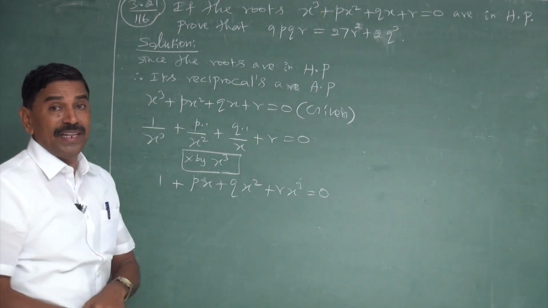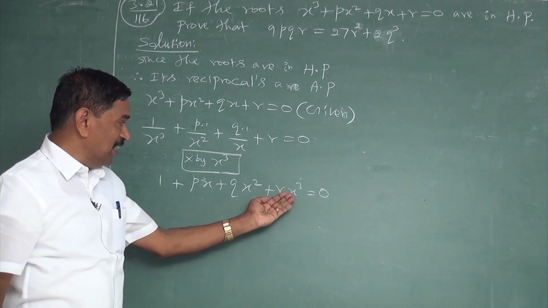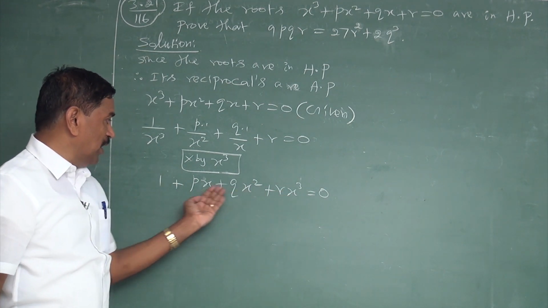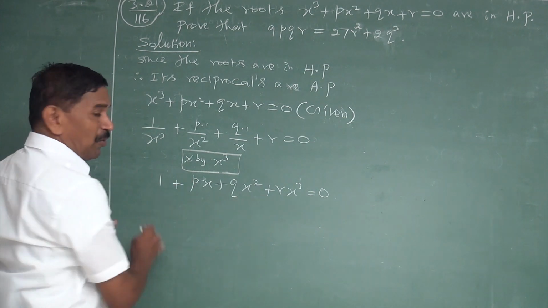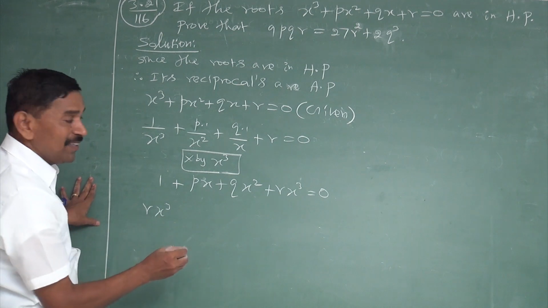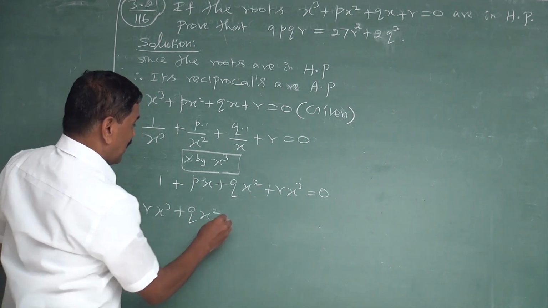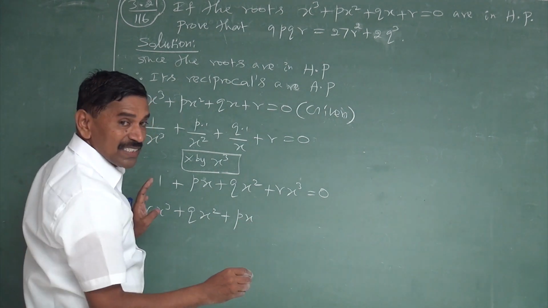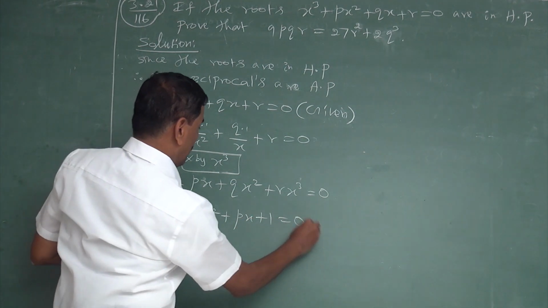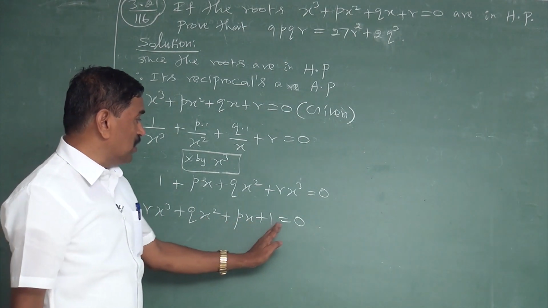Okay. Next, any other idea? Very good. Want to write in descending order. That is x cube, x square, x, a constant. We want to reverse it. Anyone? Correct. r x cube. Next. Correct. Plus q x square. Next. Thank you. Plus px. Next. Good. Constant 1, which is equal to 0. Okay. Now listen. x cube, x square, x, constant equal to 0.